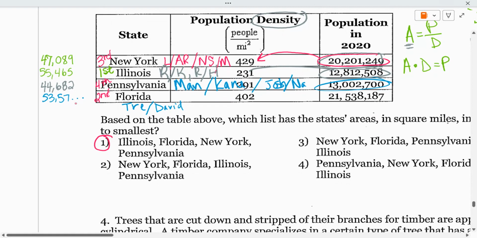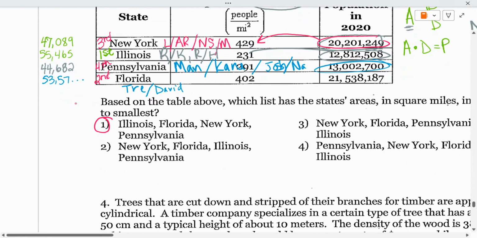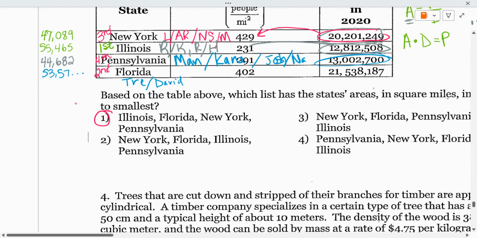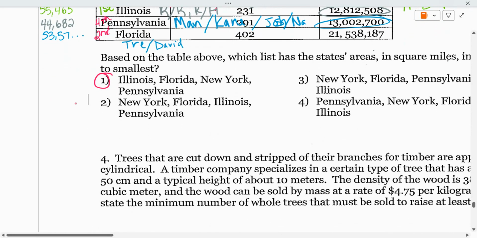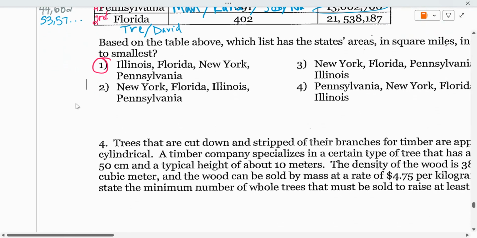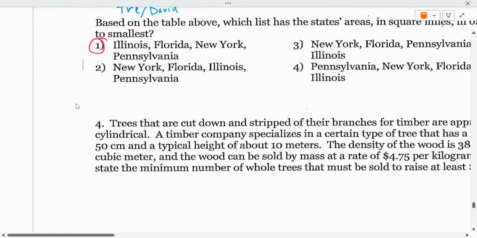This is like a Delta Math. Like this is exactly what I'm pretty sure it is. Okay. Can we do the next one?